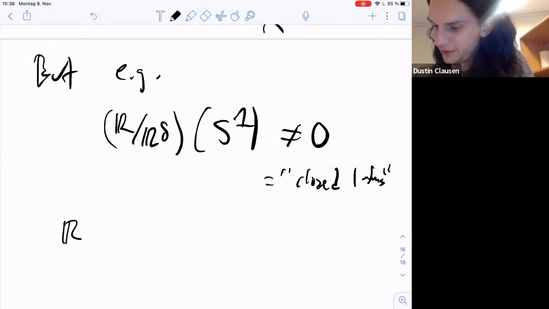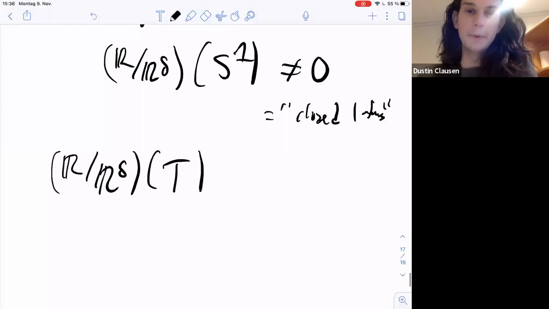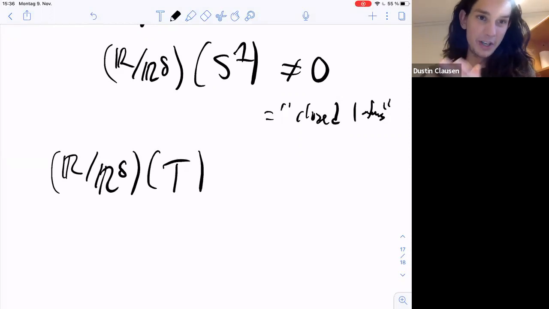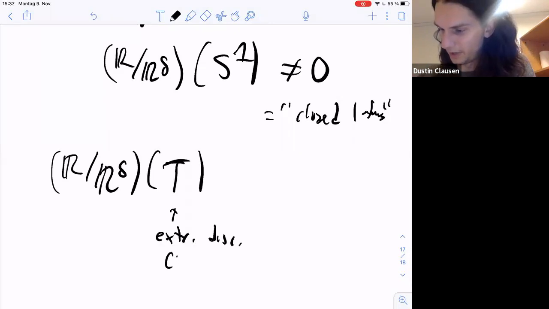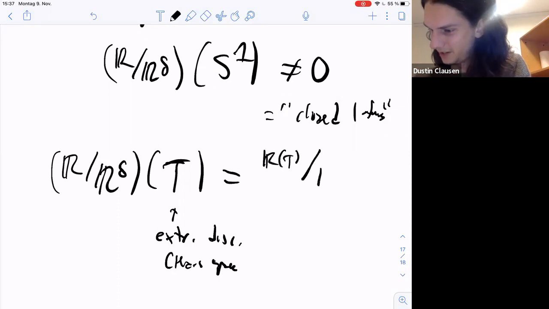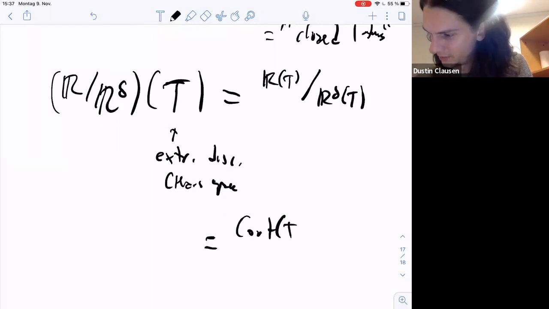In fact, by definition, if you take R modulo R delta, how would you calculate this? A priori, if you have two condensed sets and you perform some operation on them, the only thing you know anything about is what happens on an extremely disconnected compact Hausdorff space, because those are the things where evaluating on it commutes with everything, as I mentioned before. So this is R of t divided by R delta of t, which is continuous functions from t to R modulo locally constant functions from t to R.